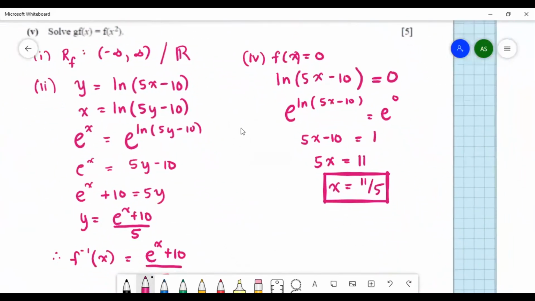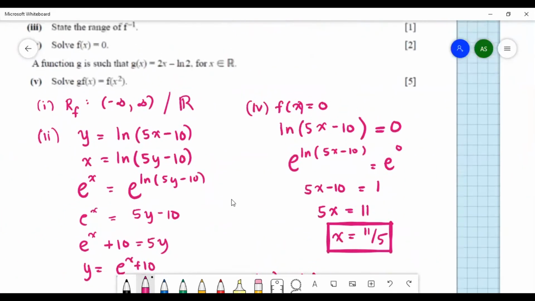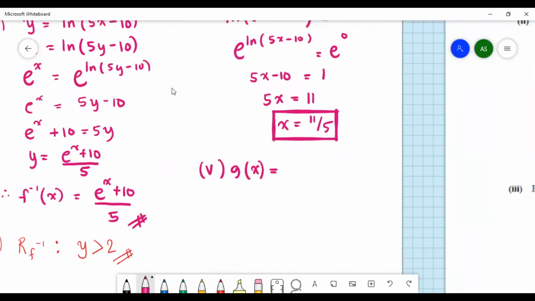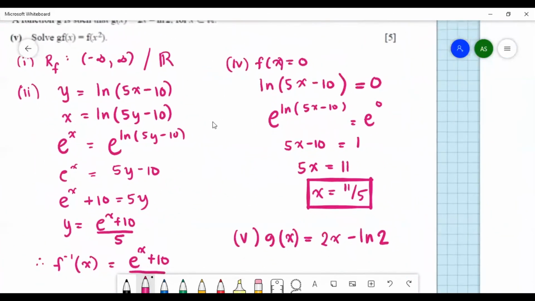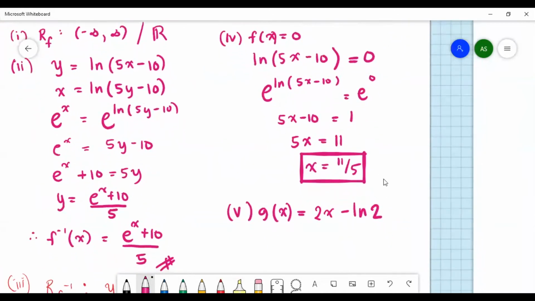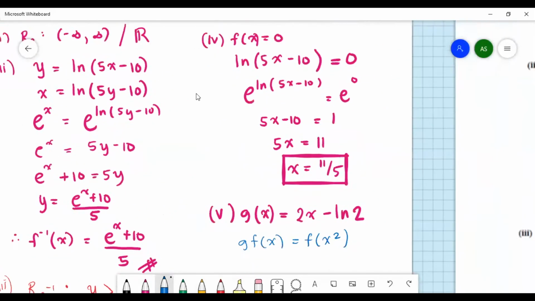Alright. Now, in part 5, we are given another function g of x, and that g of x is equal to 2x minus ln 2. So what we are looking for is we need to solve gf. Okay, let me write it here again. We need to rewrite gf of x is equal to f of x squared.